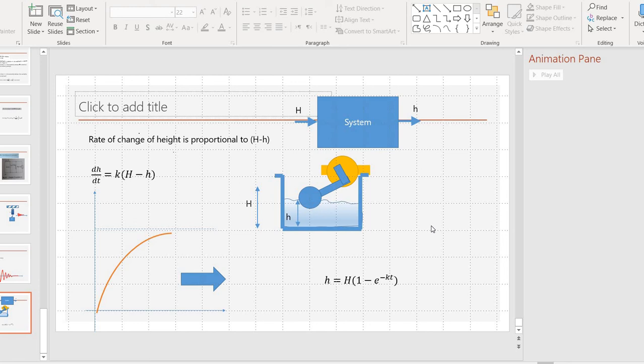So, imagine a black box, or blue box in this case, on top of the system. What is my input? My input is the level that I want, capital H. And what would be the output of this system? Small h. I hope it is clear and you all understand this part.